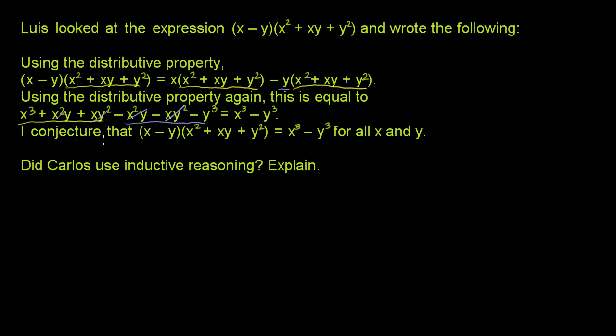And then he wrote down, I conjecture that (x − y)(x² + xy + y²) is equal to x³ − y³ for all x and y. Did Carlos use inductive reasoning?